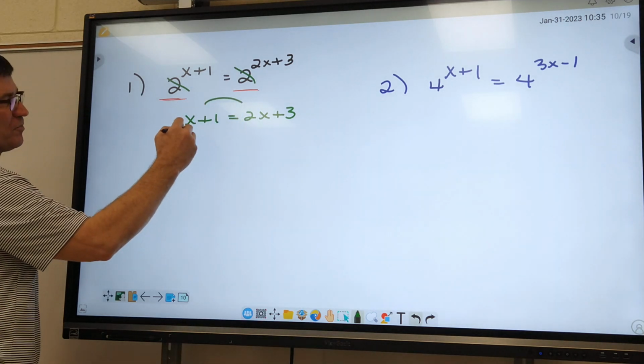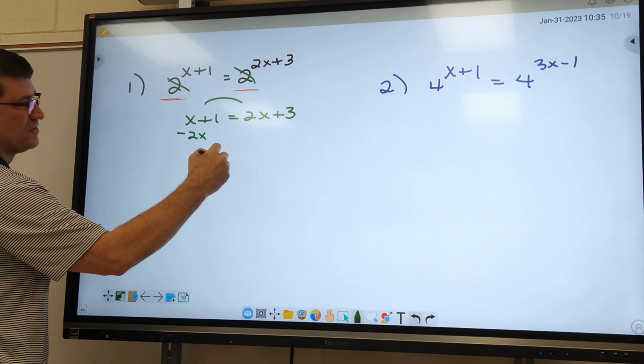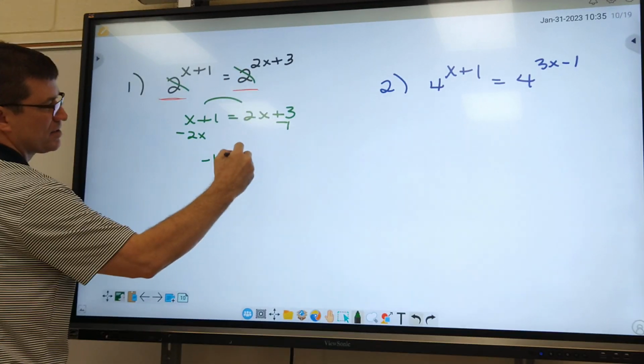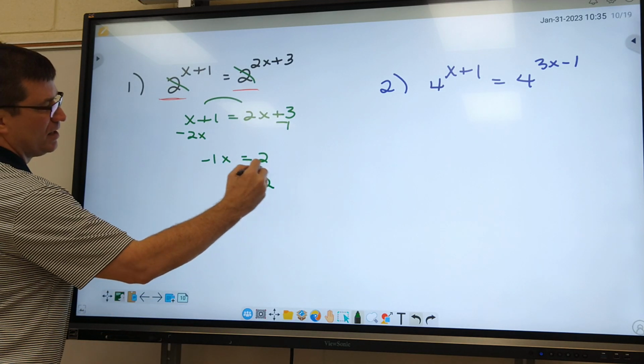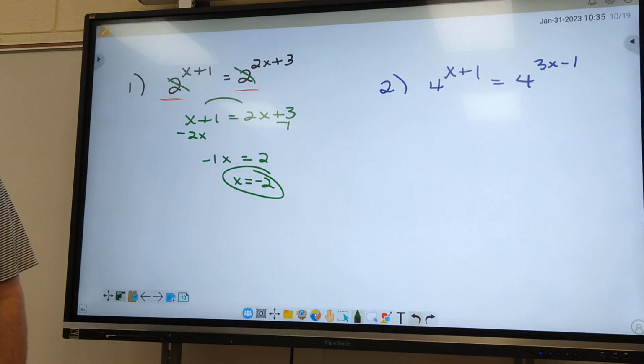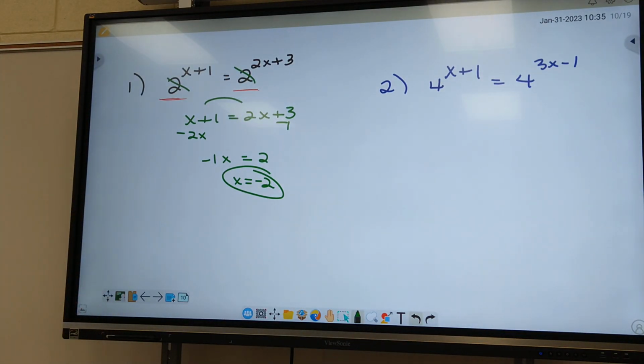All right, so move over positive 2x, that's a negative 2x. Move over positive 1, that's a negative 1. My answer on this problem is negative 2. You don't have to check these. We're not plugging these back in, just whatever you get is your answer. All right, so I showed you guys number one, which means everybody should be able to do the second one by yourself.